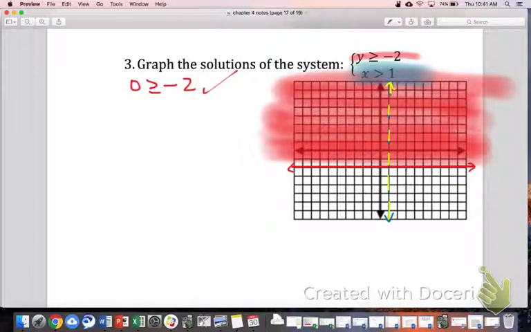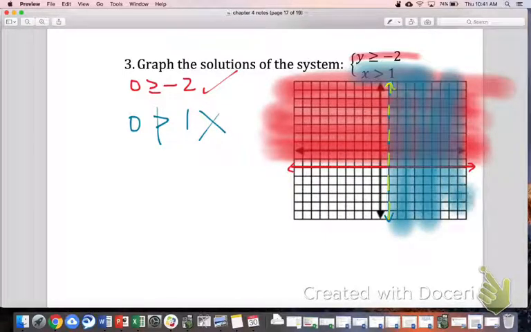Once again, I need to probably do a test value. Would you guys use 0, 0 here again? Yes, I agree with that. So 0, 0 for this one would be 0 is greater than 1. Is 0 greater than 1? It is not. So that's false. Therefore, we will not be shading on the 0, 0 side. We'll be shading on the other side. So that would be on the right side of this one. So it would look something like this.